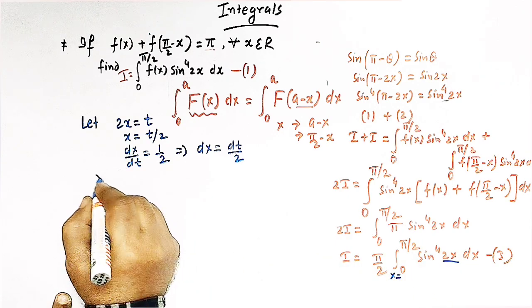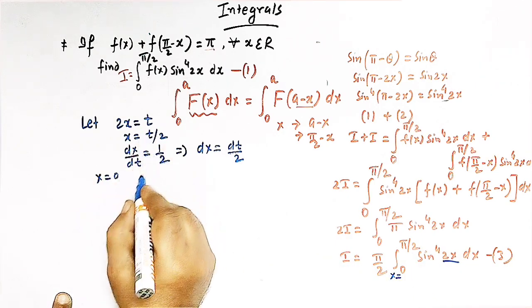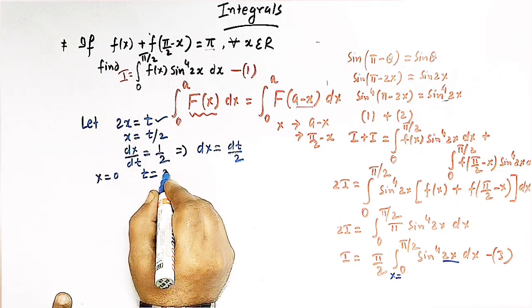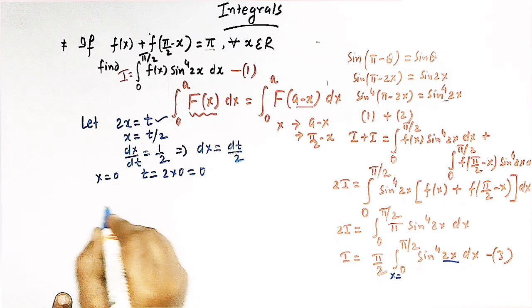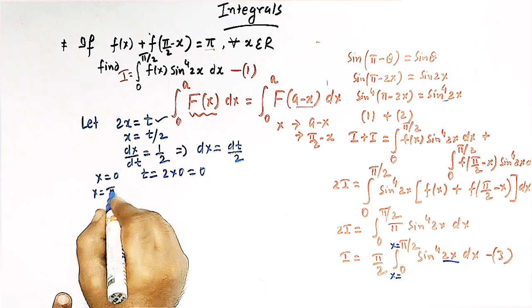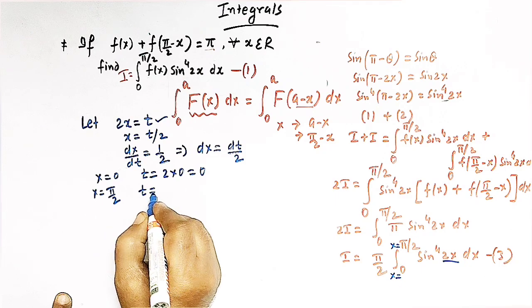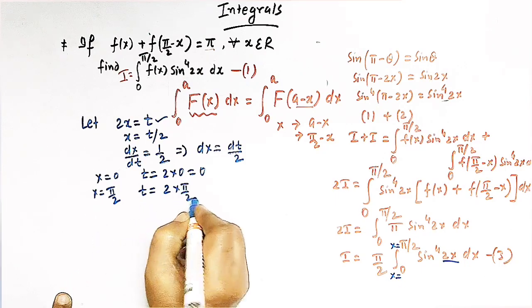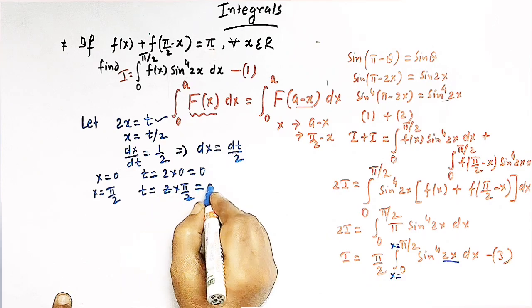Okay, now the limits of integration vary from 0 to pi by 2. So when x is equal to 0, then the value of t can be obtained from this relation. So we have 2 times 0, that is 0. And when x is equal to pi by 2, then the value of t is given by 2 times pi over 2, and this is equal to pi.